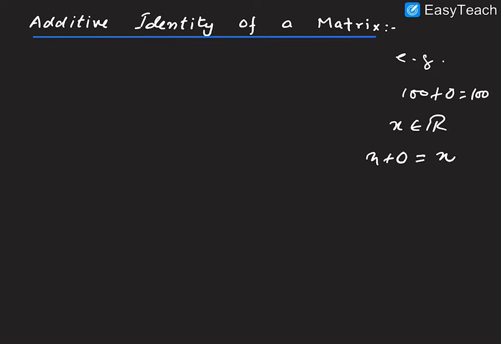So here in matrices, the null matrix is the additive identity. What is a null matrix? It is represented by O, with all elements 0. That is called a null matrix. We studied it in the last lecture. What is the additive identity of matrices? A plus O is equal to O plus A.